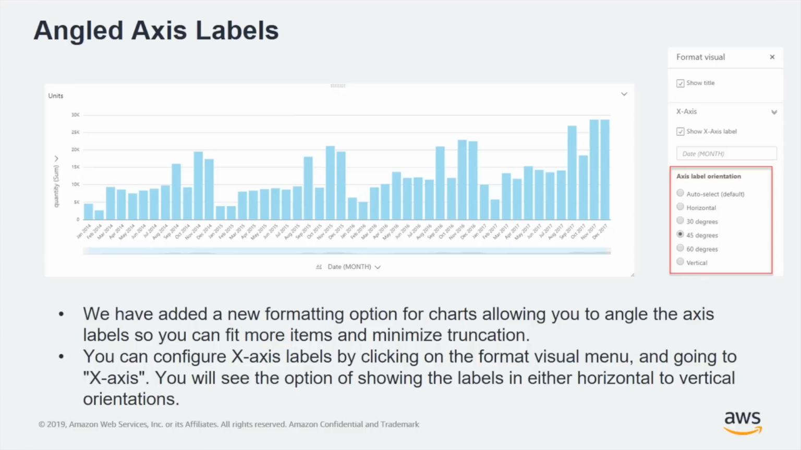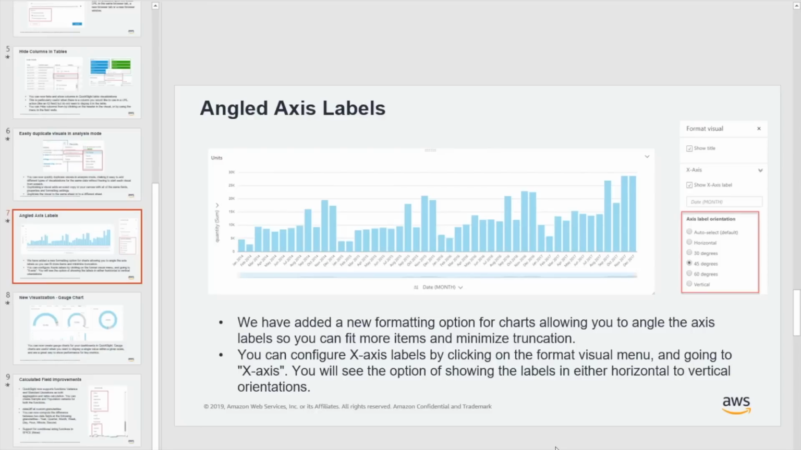So the ability to angle these allows you to label all of the individual data points individually. So you have a lot of customization around the angles that are actually displayed there. So you can leave it on auto select, you can choose 30, 45, or 60 degrees, or you can go vertical as well. And you can also use horizontal, which was the previous behavior. So let's take a look at how this one works.